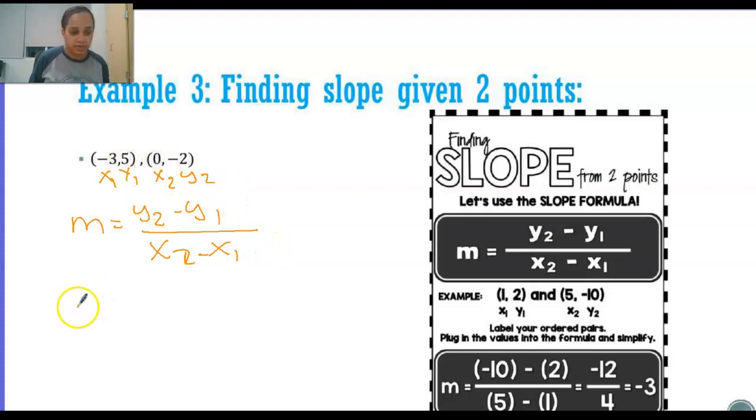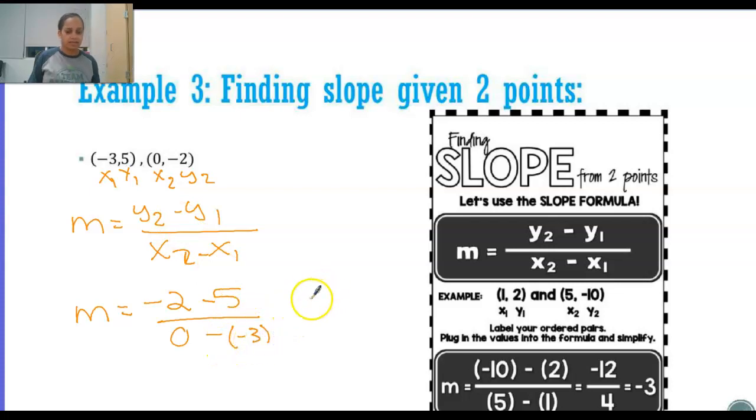So let's see what we have. y2 is -2 minus 5 over, I'm going to x2, 0 minus -3. Be careful with that when I'm minus and negative. So what I have is -7 over 0 minus -3, or 0 plus 3 is just 3.